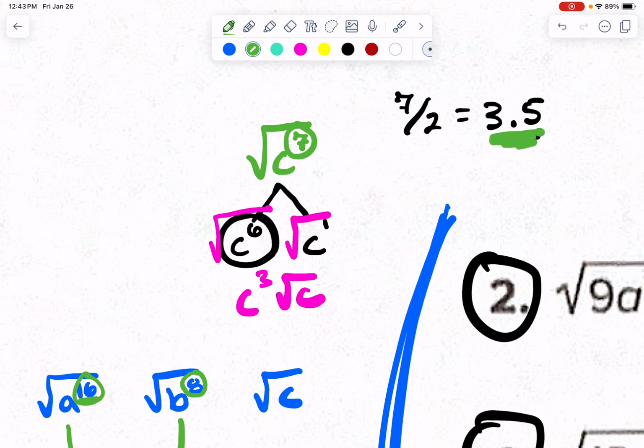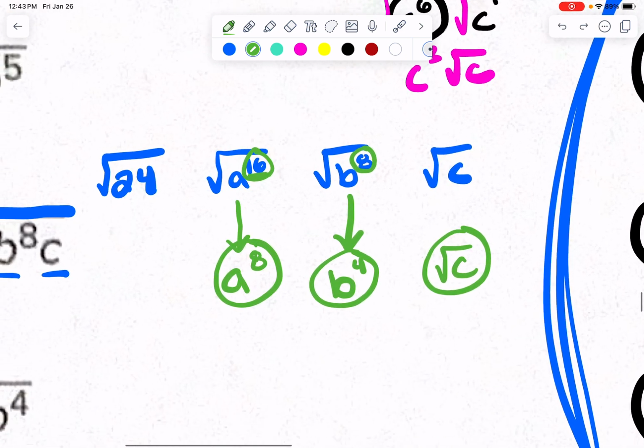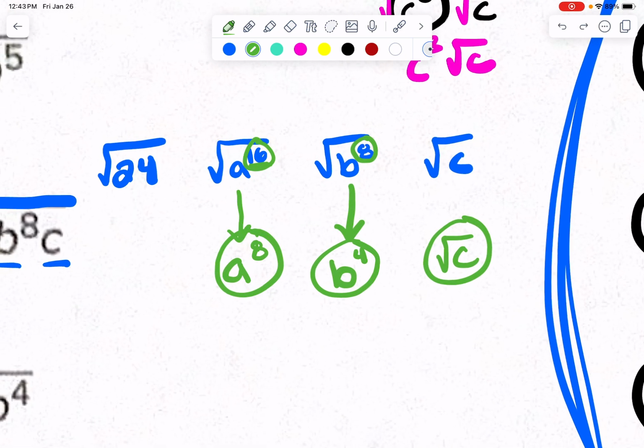So that's kind of one way that you can check yourself: the exponent divided by 2 was 3.5, so 3.5 here, okay? All right, but that wasn't what the problem was. The problem was just c, so we have just the square root of c.